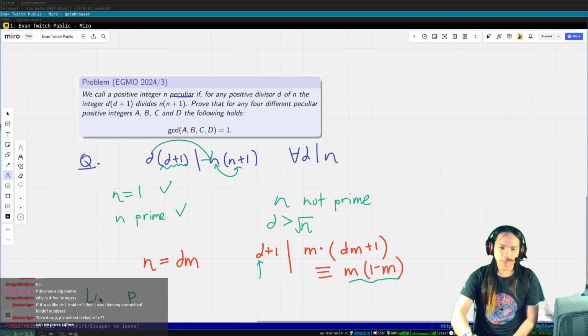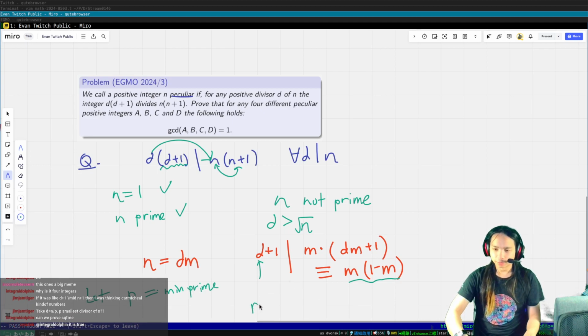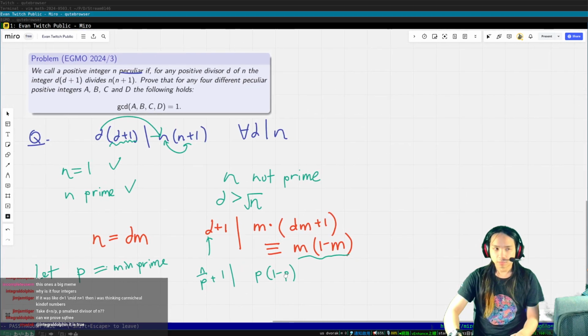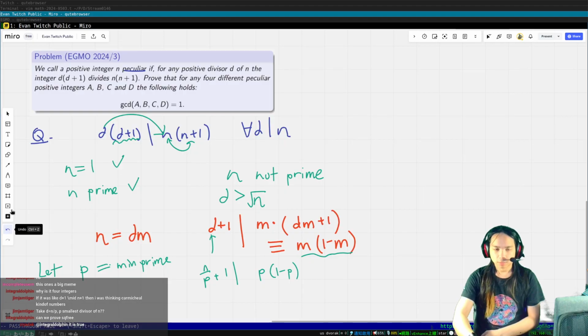Yeah, okay. Let's let p be the smallest prime. Let's take the min prime. I'm not totally sure what this will do, but it might do something. Then what this is saying is p plus 1. I actually want the divisor to be p(1 minus p). Yeah, I actually want to take the divisor n over p, that is good, I think. And then when I look at this, I took the smallest divisor, p times (p minus 1). So what?